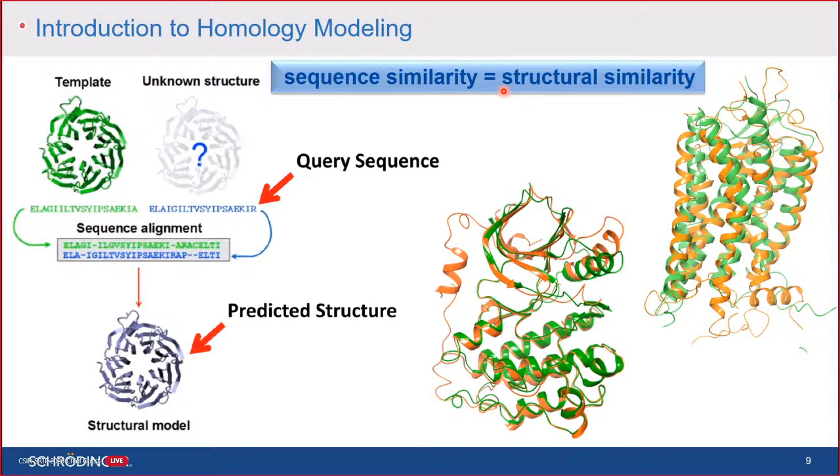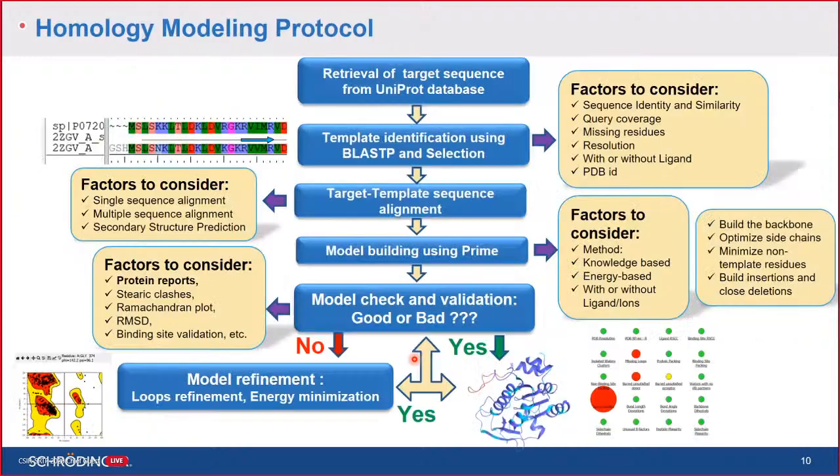So for the structure you want to build, you need to look for a sequence which is similar to your target sequence. If you find that similar sequence structure, then of course you can build the structure of your target protein. For that, it is important to have a template structure. A template structure is nothing but the structure of a homologous protein, which can be available in experimental protein data banks like PDB, Japanese PDB or European PDB.